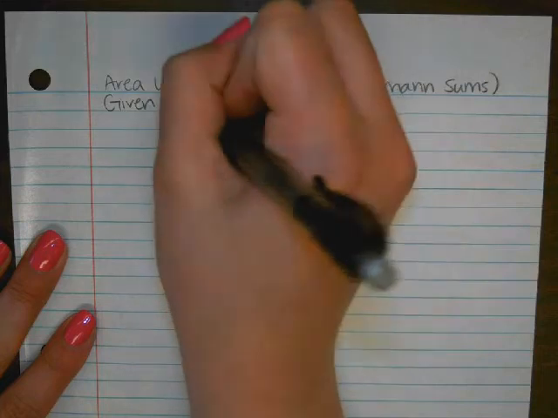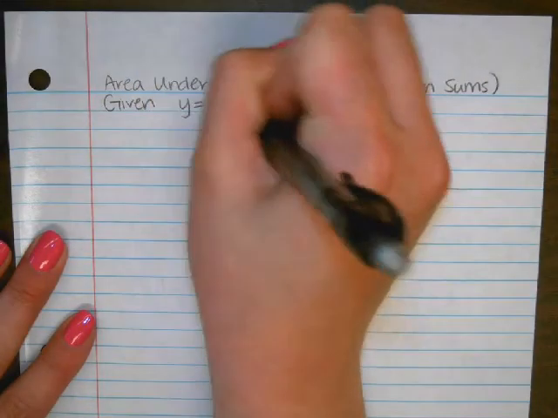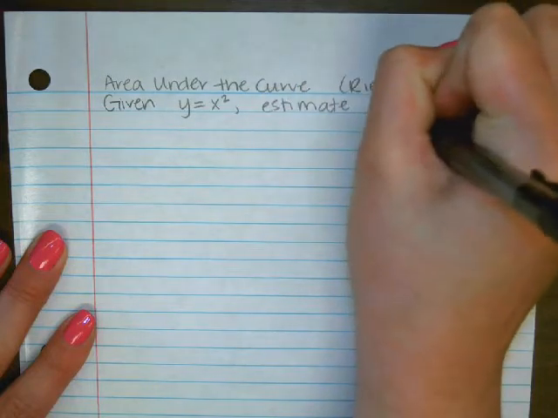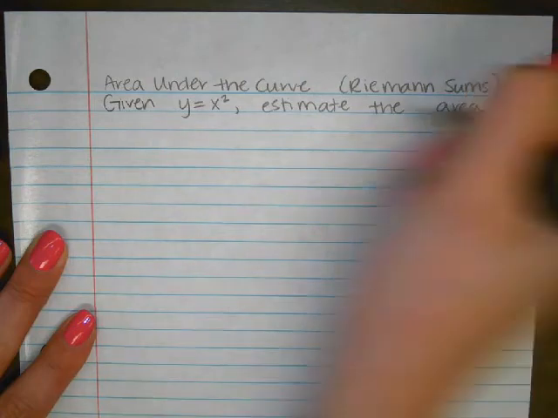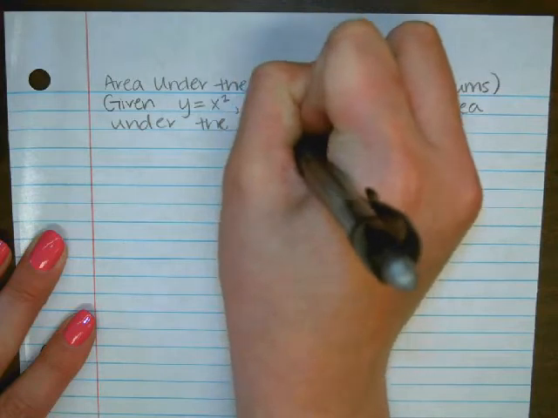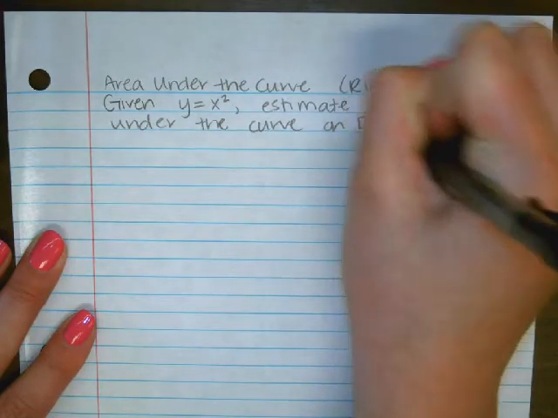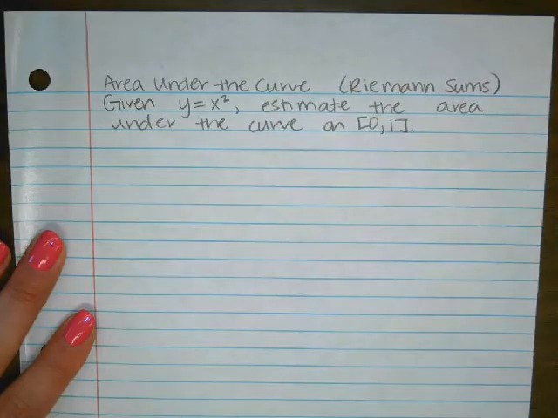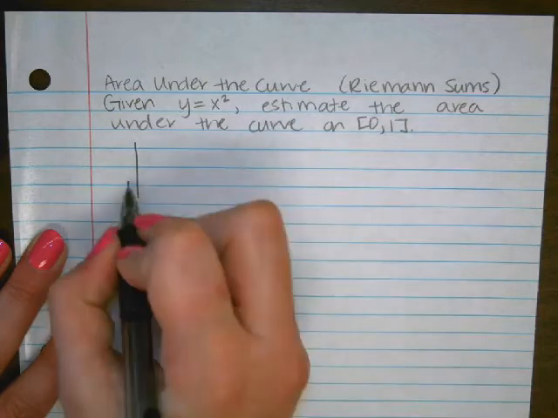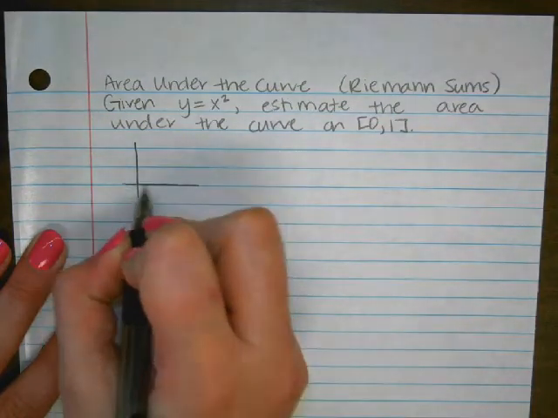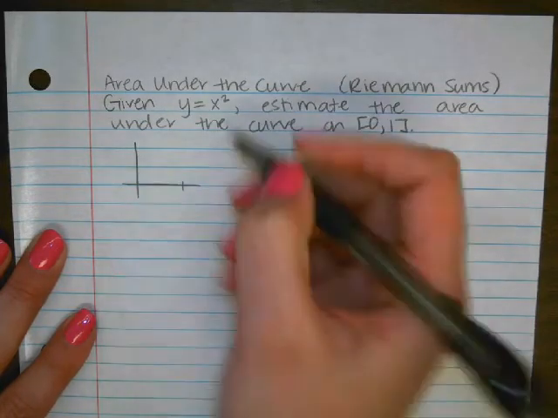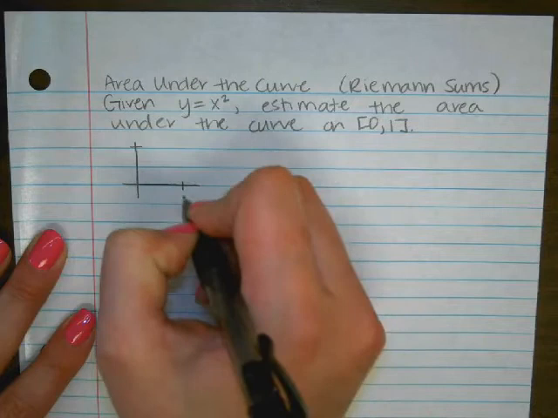So we're going to say, given that y equals x squared, estimate the area under the curve on the closed interval from 0 to 1. So when we talk about the area under the curve, what we actually mean is the area between the curve and the x-axis. So if I was to graph this, we'll say this is 1.